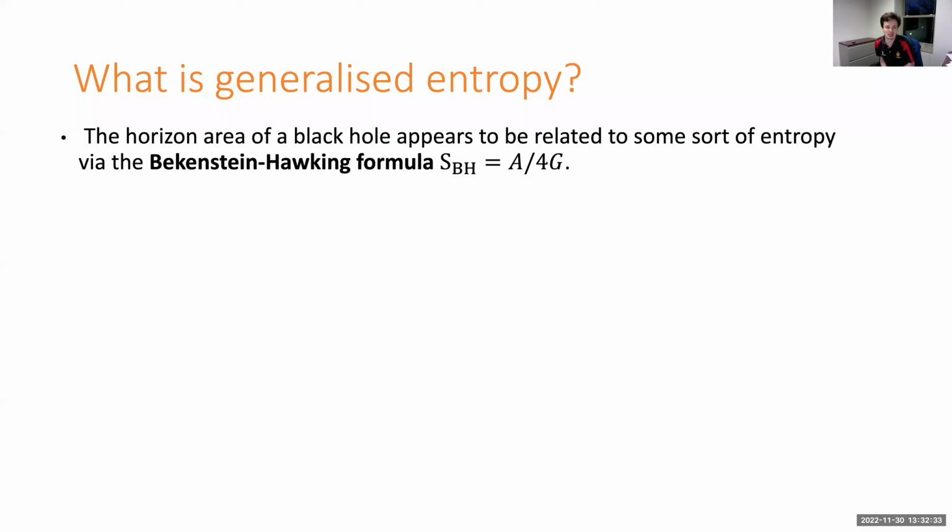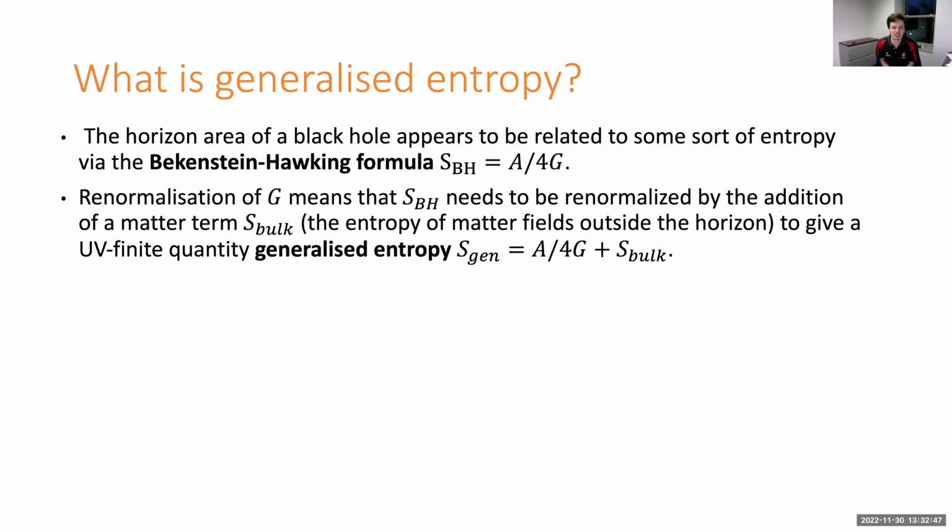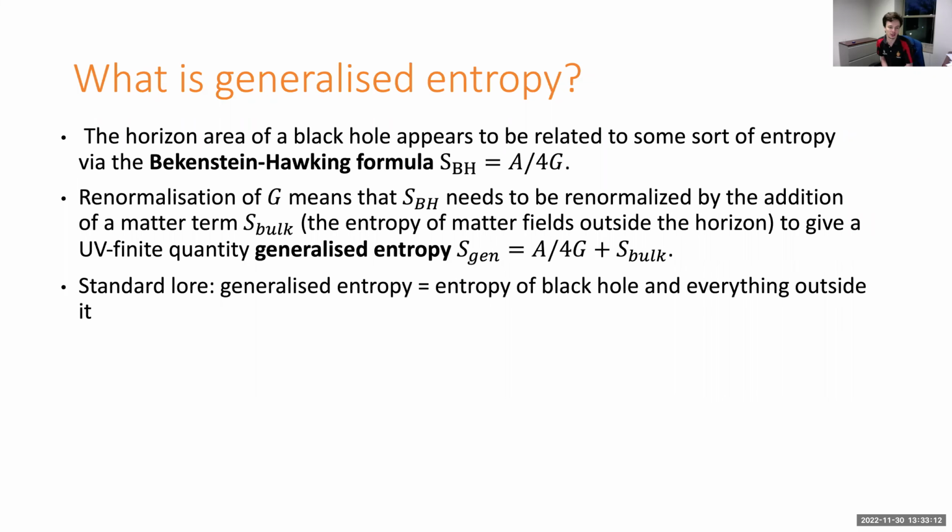So what is generalized entropy? Well, as we all know, the horizon area of a black hole appears to be related to some sort of entropy by the famous Bekenstein-Hawking formula, area of the horizon over 4G. But of course, renormalization of G means that this A over 4G formula needs to be renormalized, and it's renormalized by adding the entropy of the bulk matter nearby, the entropy of all the matter fields outside the horizon. That gives us a quantity called generalized entropy, A over 4G plus this entropy S bulk, that's supposed to be UV finite. So this is supposed to be a well-defined finite thing in non-perturbative quantum gravity.